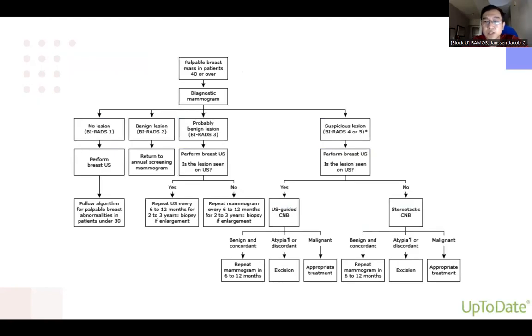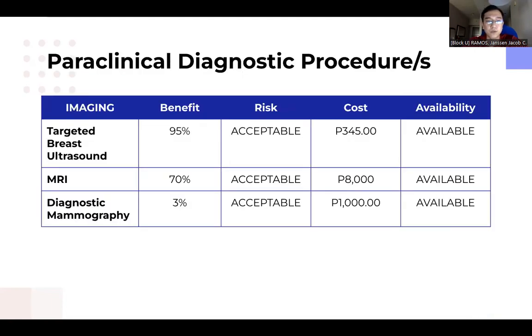So this is just an algorithm showing what to do in patients who present with a palpable breast mass and are more than 40 years old. Next slide. So the first paraclinical diagnostic procedure is imaging.